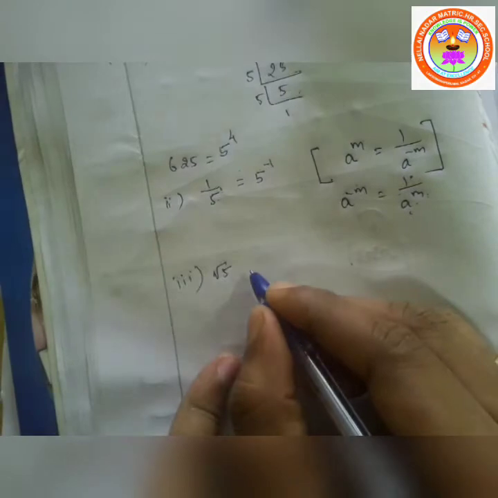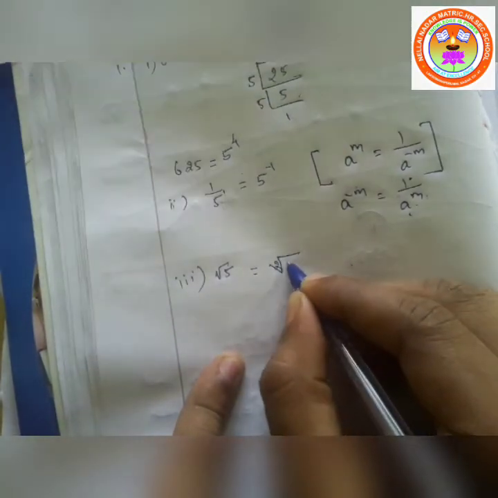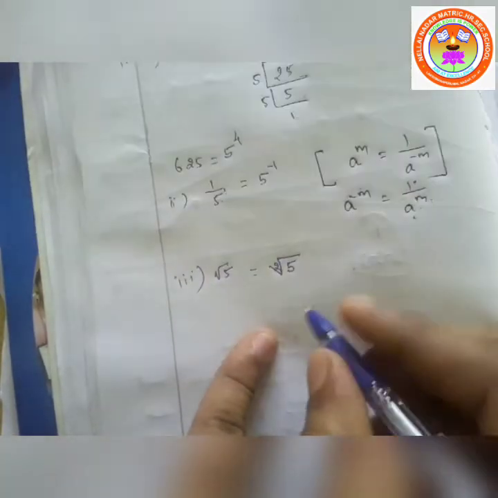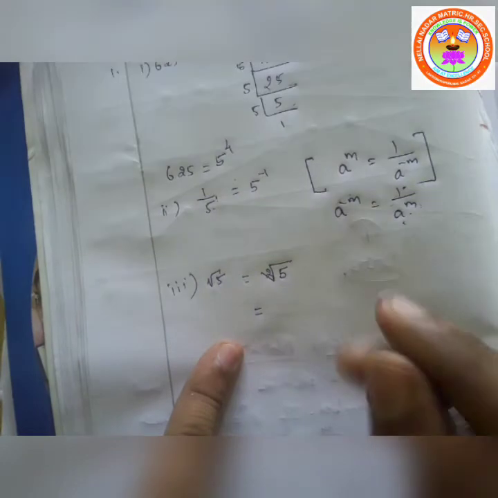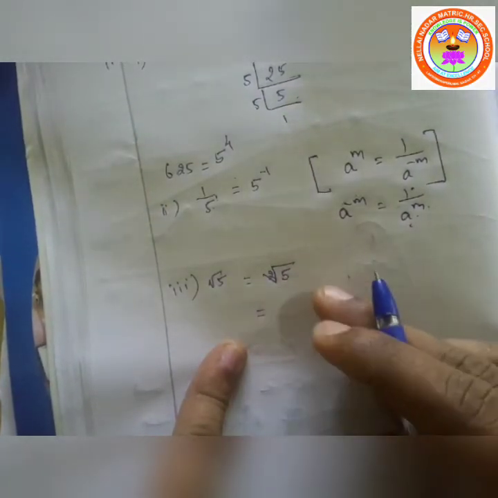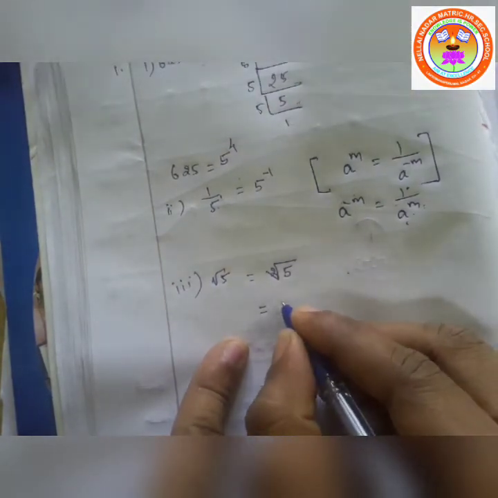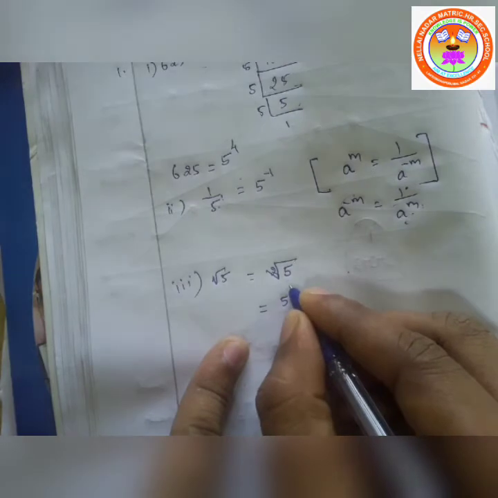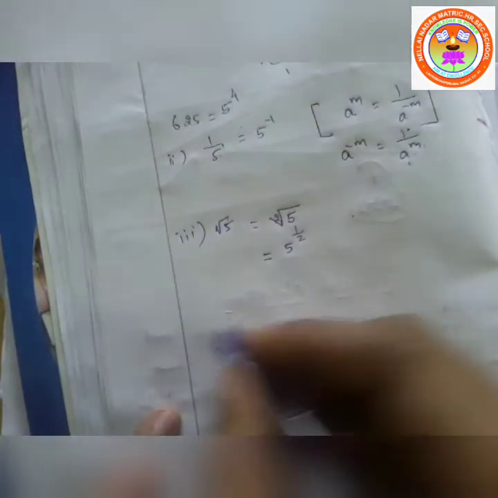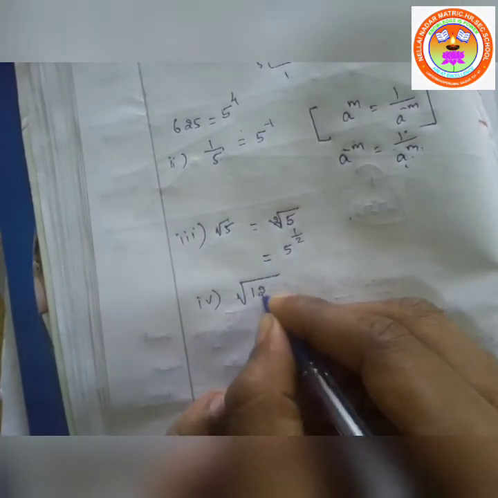Root 5, it is understood that 2 root 5. Here it is 2 square root of 5. So this can be written as, I have explained in the meaning of x power m by n and the definition. So it can be written like this, 5 power 1 by 2. You will understand? The last sum is nothing but root of 125.